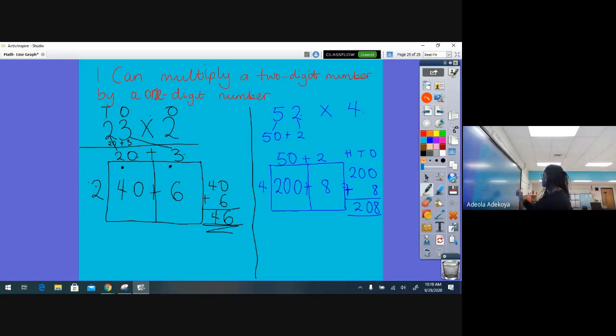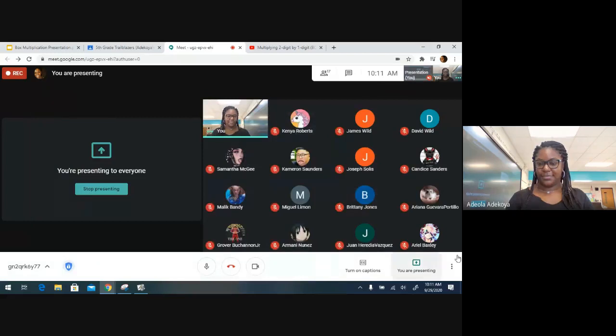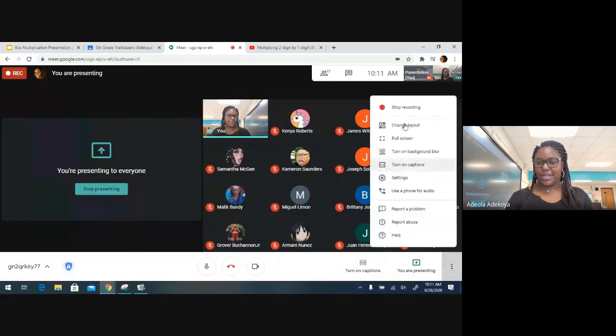Therefore, 52 times 4 is 208. And that's using the box method to multiply a 2-digit number by a 1-digit number. And that's it for our lesson for today.